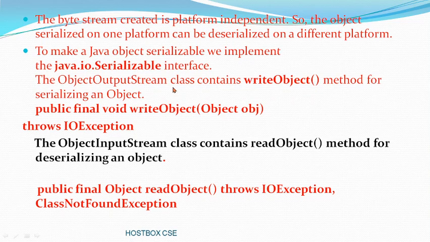The ObjectOutputStream class contains a writeObject method for serializing an object, and the format given here is public final void writeObject(Object obj) throws IOException. The ObjectInputStream class contains a readObject method for deserializing an object. So from the point of view of Java programming, writeObject is also mandatory. It's for serializing: if you want to serialize any object, we need the help of the output stream.